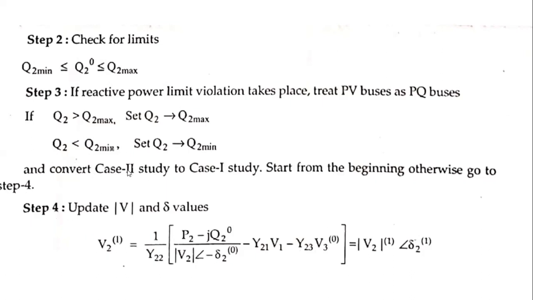Step 4: if it is not converted from case 2 to case 1, we go to step 4 and update the V and delta values. Therefore V2 of 1 is equal to 1 by Y22 times (P2 minus jQ2 by V2 at an angle of minus delta 2, minus Y21 V1, minus Y23 V3). That is equal to V2 of 1 at an angle of delta 2 of 1.